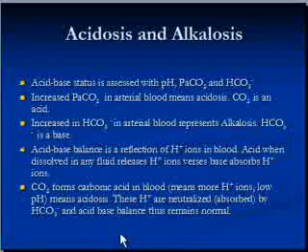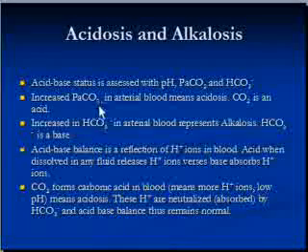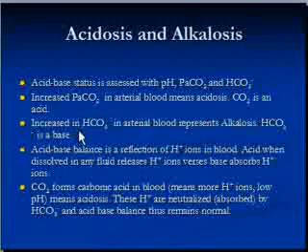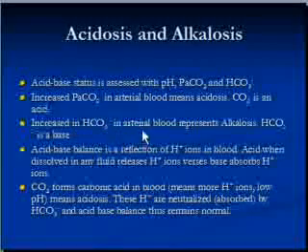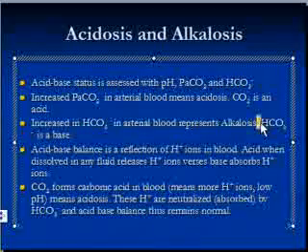Acidosis and alkalosis. Acid-base status is assessed with pH, partial pressure of carbon dioxide, and bicarbonate. Increased partial pressure of carbon dioxide in arterial blood means acidosis. Carbon dioxide is an acid. Increase in bicarbonate in arterial blood represents alkalosis. Bicarbonate is a base.